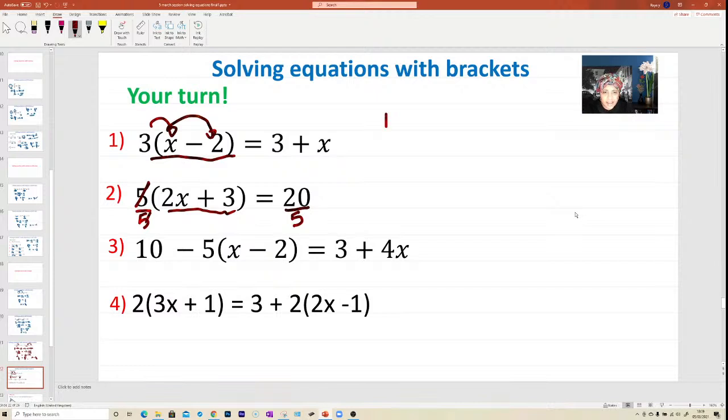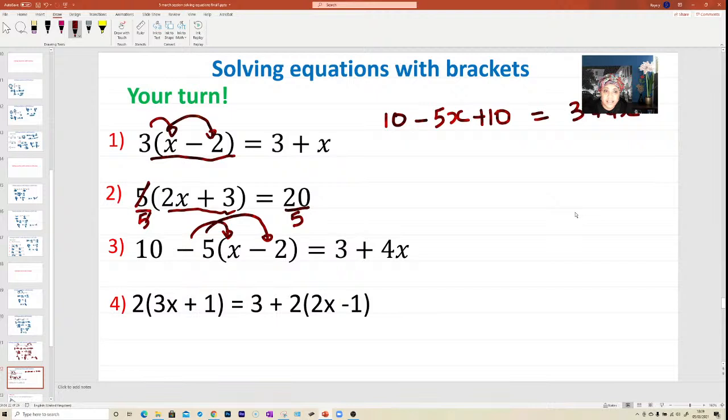So we got 10, take away, we need to multiply this. Minus 5 times x is minus 5x. Minus 5 times minus 2. So 5 times 2 is 10. Negative times negative is plus. So we have plus 10. Okay, and that's equal to 3 plus 4x.